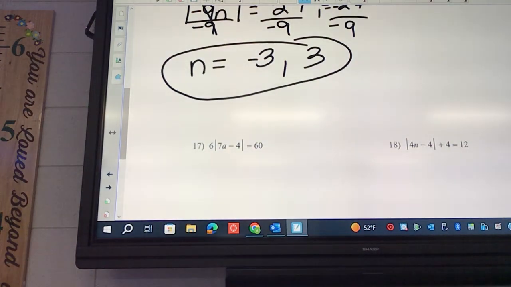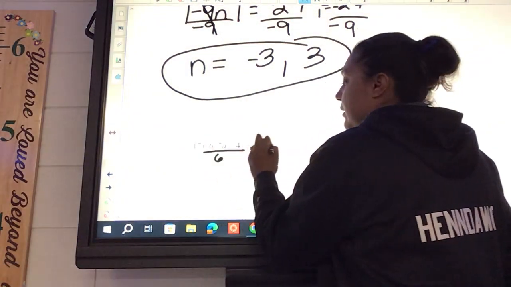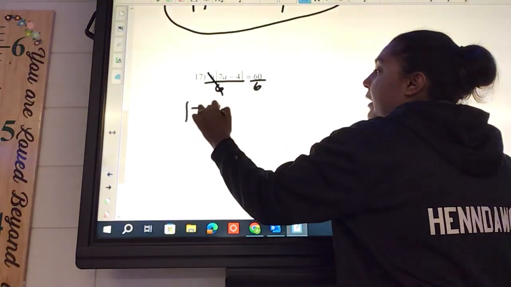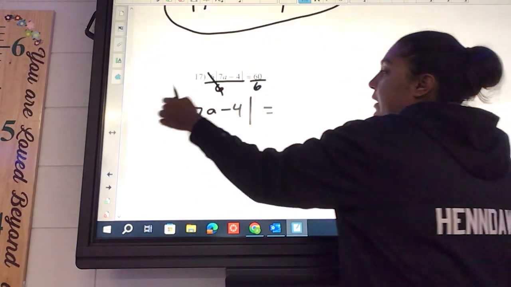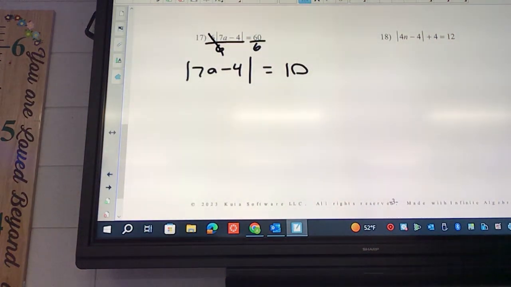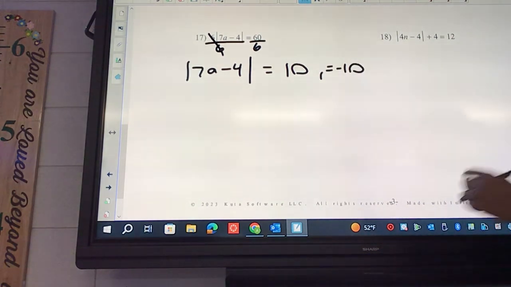Okay, 17. Is there stuff outside the bars? Yes, what is it? 6. Now, the same way you have a 9n, and they're right next to each other, that means times. Right here we have the 6, and it's right next to the bar. So that means you're going to divide. So we're going to divide by 6. Now we have the bars around 7a minus 4 equals, well, 60 divided by 6, it's going to be 10. And so now the bars are by themselves, so we can say comma equals -10.